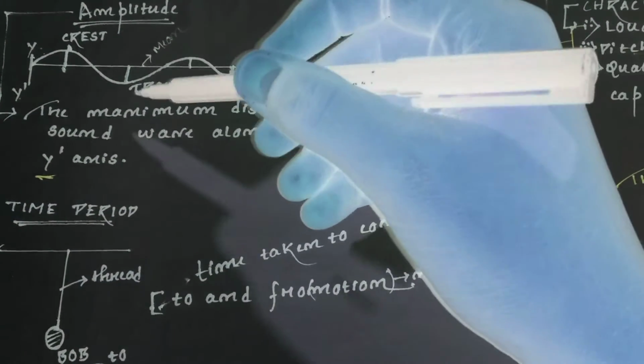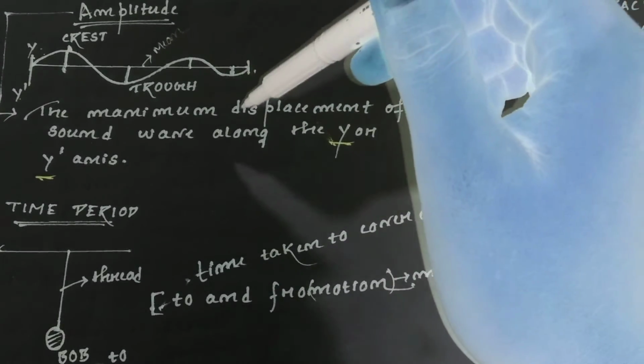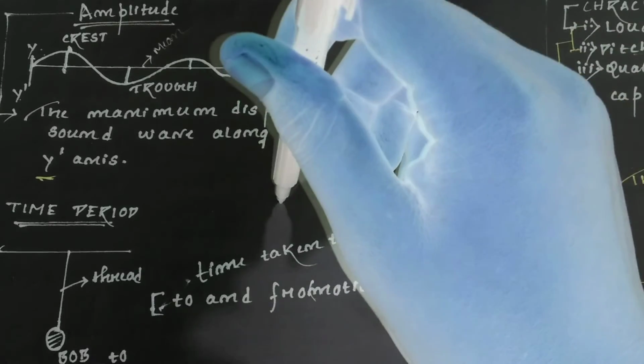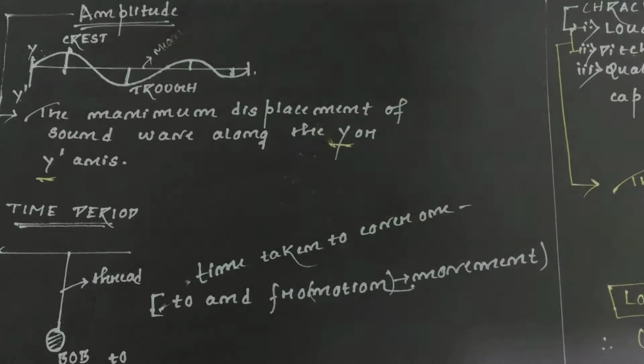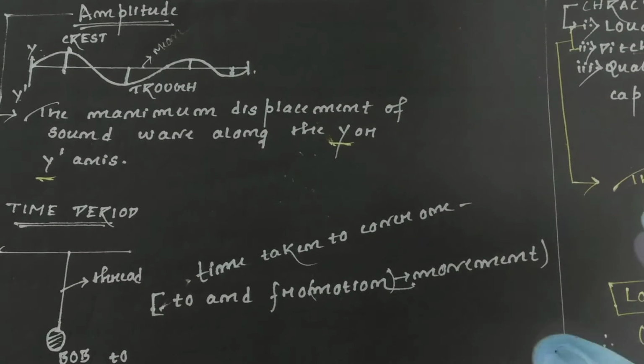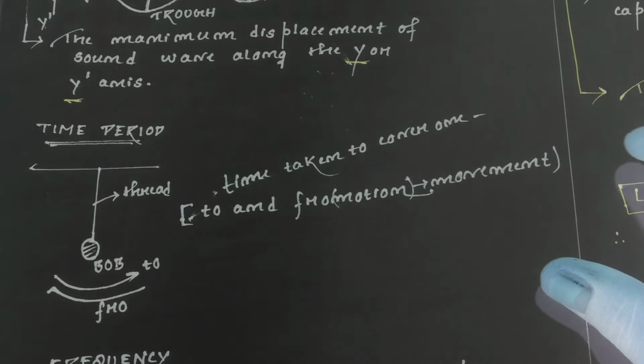Okay, so you can take a screenshot of this: the maximum displacement of a sound wave along the y or y dash axis will be called amplitude. Now we finish the amplitude part and move to our next topic, that is time period.